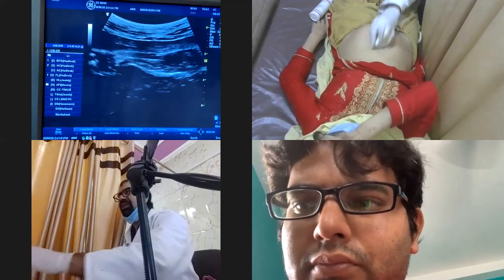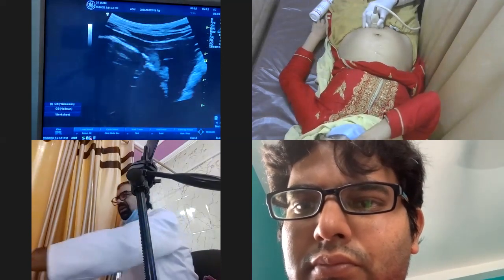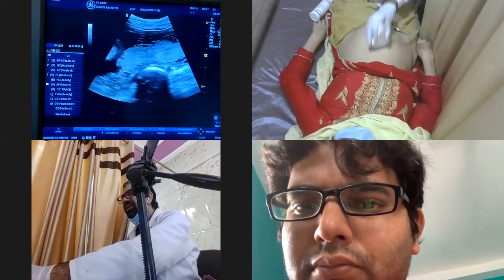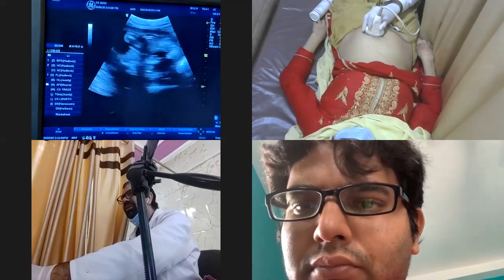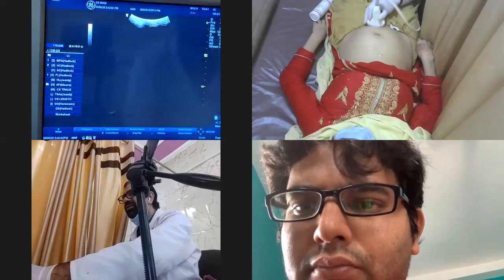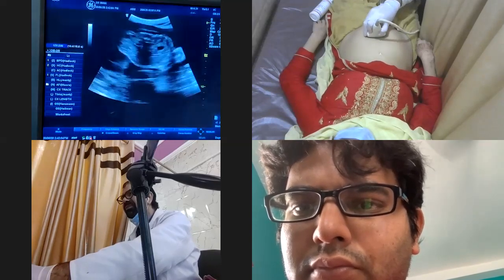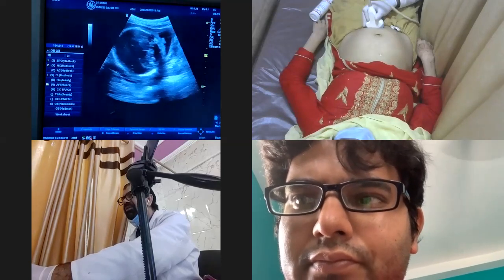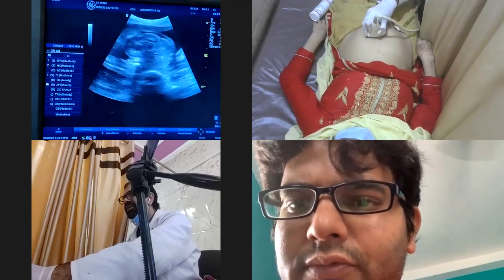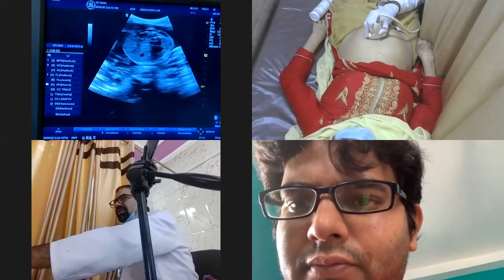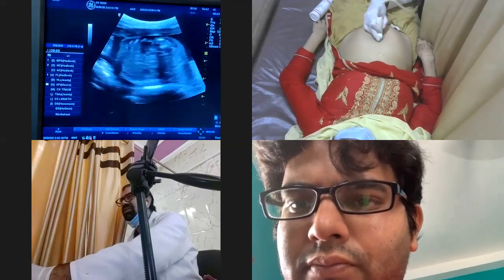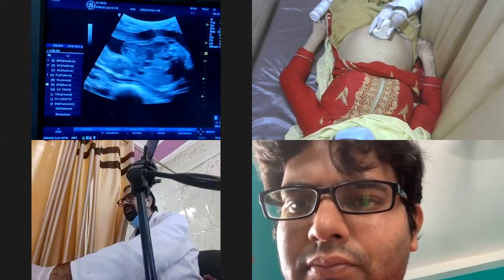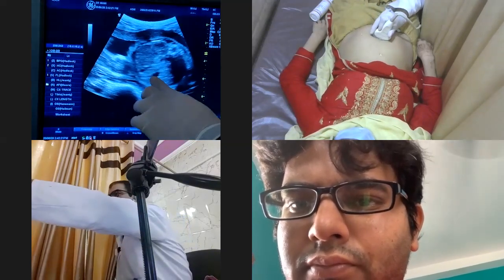Now, where will be the abdominal circumference? Now see my hand. If the head is over here and the femur we got over here, the abdominal circumference will be somewhere in the center. From here to here, somewhere in the center will be the AC, abdominal circumference. Now see, the head, the femur was here, and this is the AC over here. Then I will look for the stomach bubble. Once I got the stomach bubble, this is the stomach bubble.